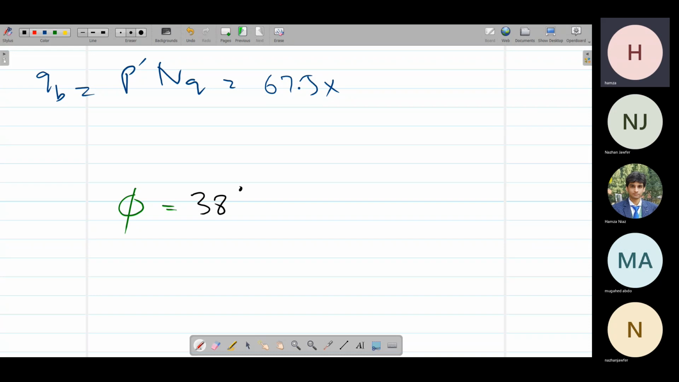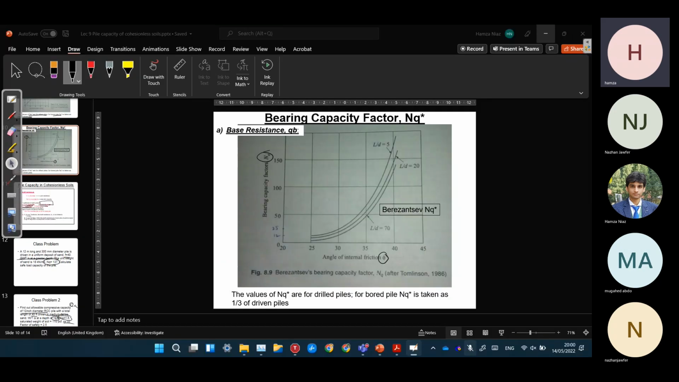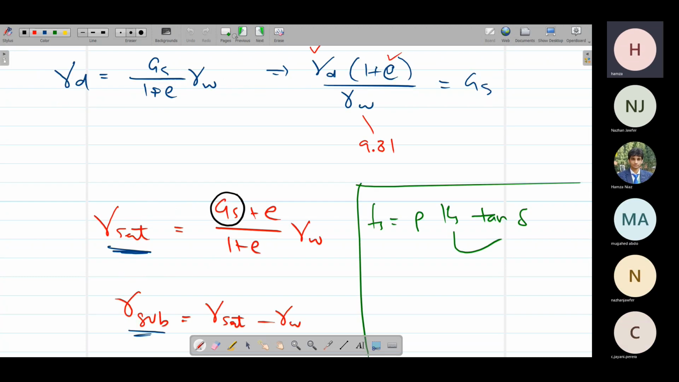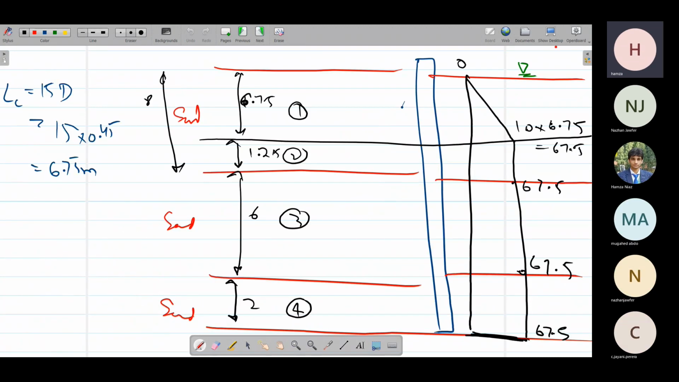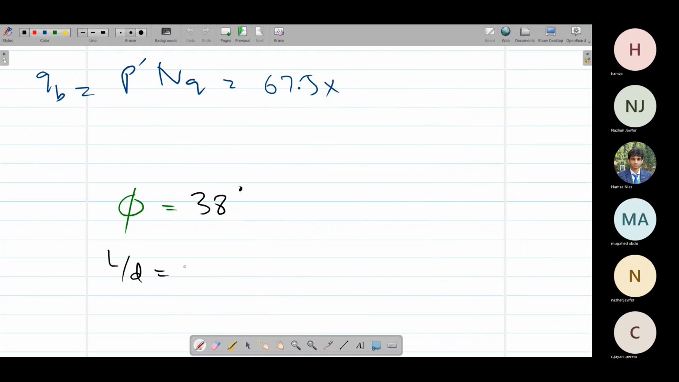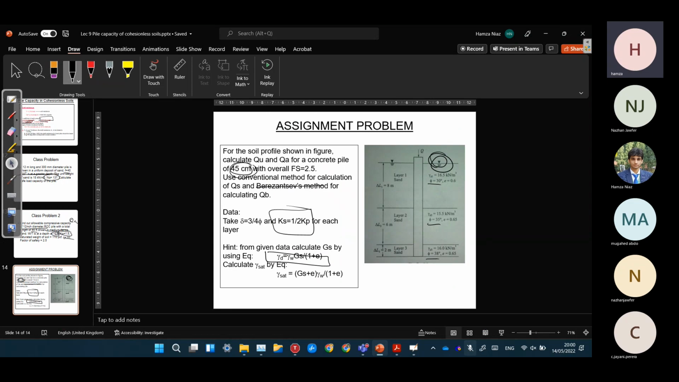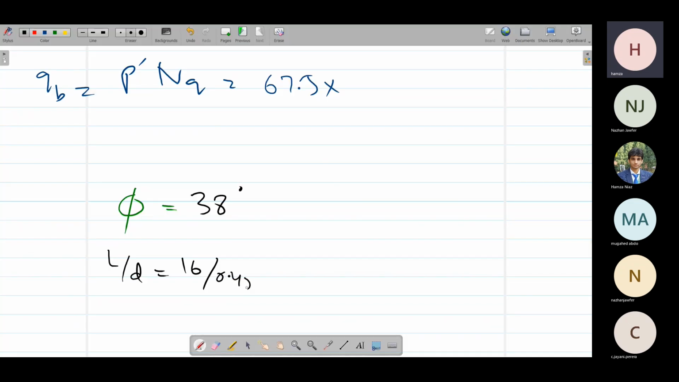And the second thing required for this graph is the L over D ratio, so length over diameter ratio. The length of the pile is something like 6 plus 2, 8 plus 8, 16 meters. Over the diameter of the pile, which is 45 centimeters, 0.45. So something like 35 comes from this calculation.